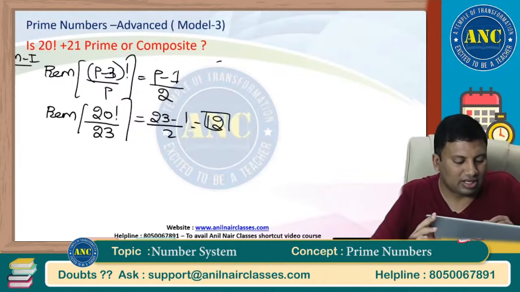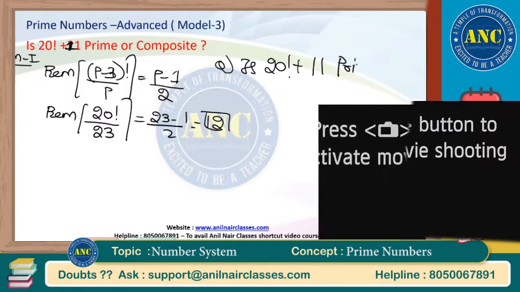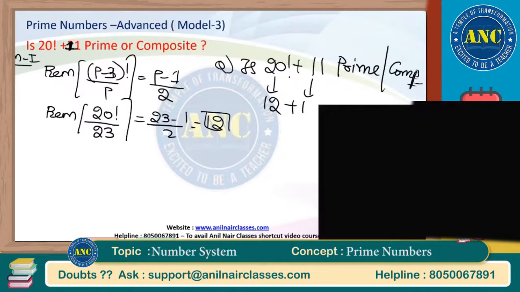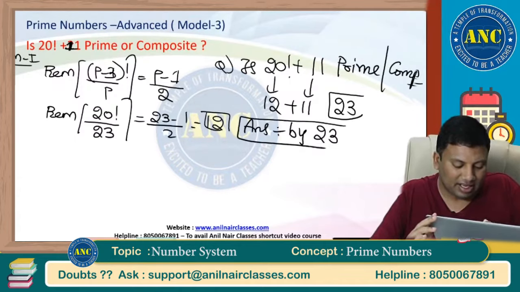So, if the question is like this, 20 factorial plus 11, prime or composite? These are giving remainder 12 and 11, and 12 plus 11 is 23. The answer is divisible by 23. I hope it is clear.